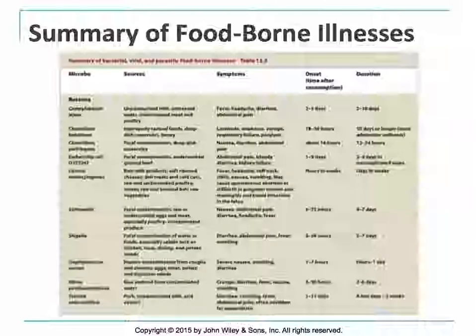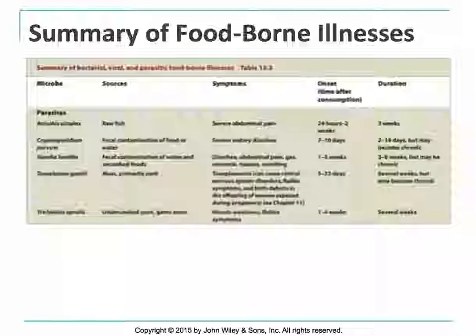Table 13.3, I'm not going to go through this in depth, but it's a quick summary of bacterial, viral, and parasitic foodborne infections. It's a good summary of the information that we've talked about so far. If you want to look through it, it's a good way to compare each of the different bacteria and other microbes that we discussed.